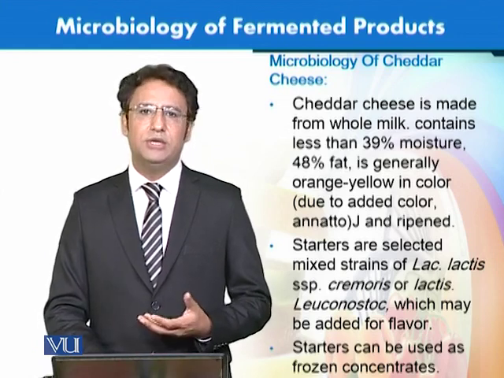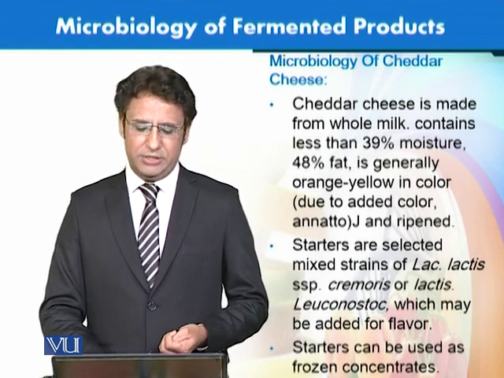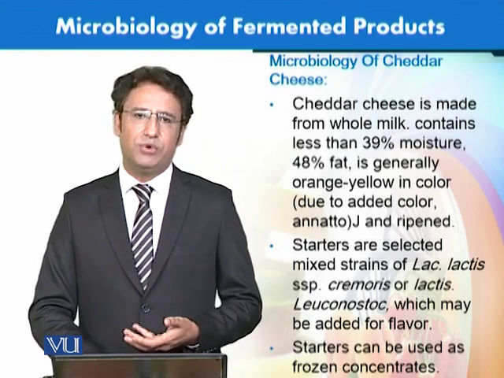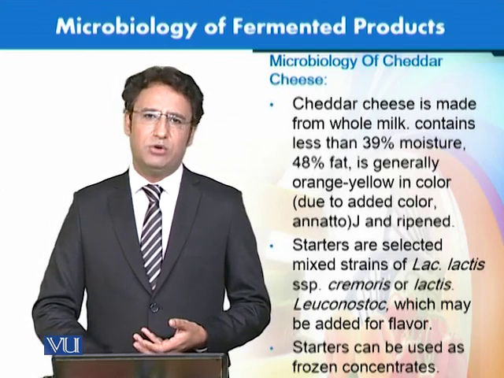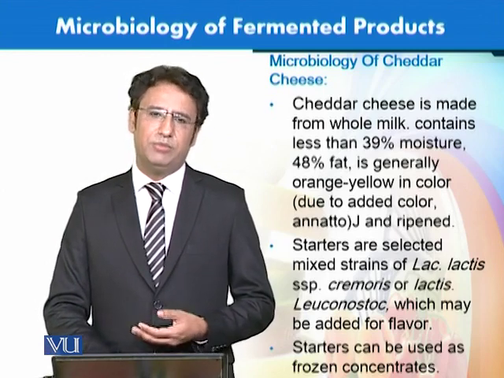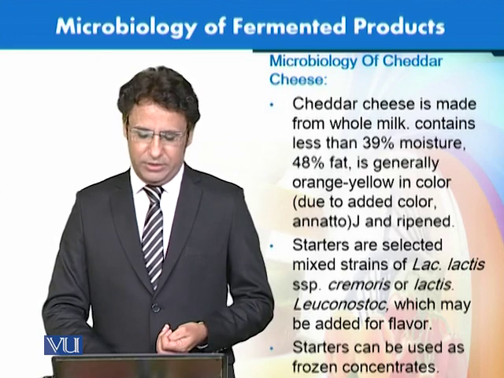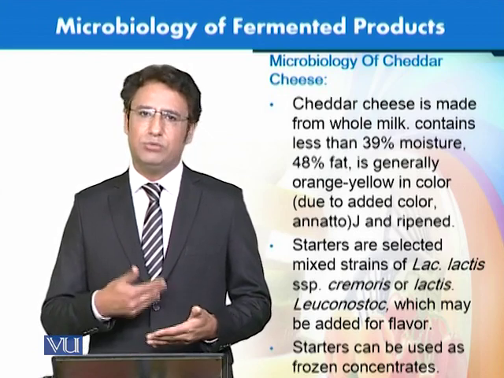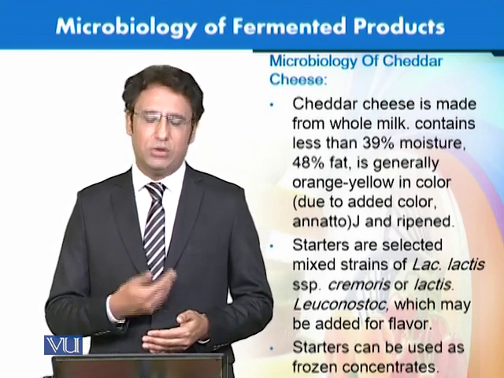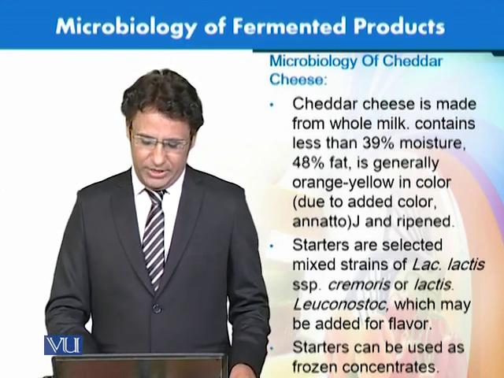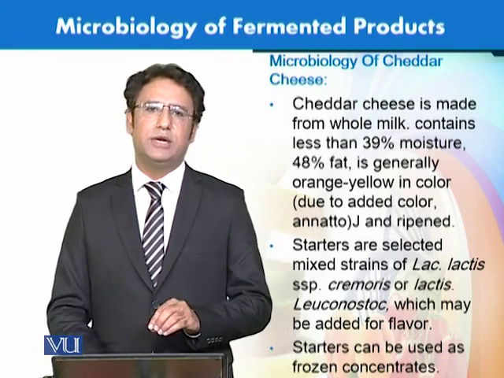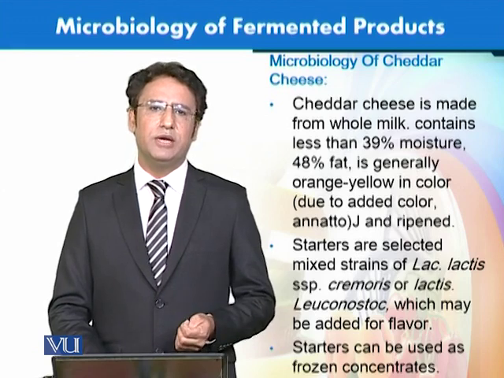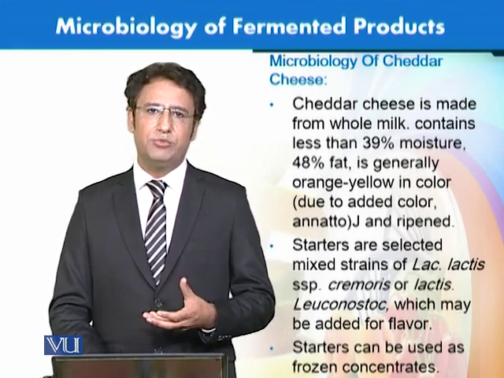So if we talk about the next product, that is cheddar cheese, it is made from whole milk, and the general composition of cheddar cheese is around 39% moisture, 48% fat, and the color is normally orange yellow, because the color is added in the ripened product. The starter culture again here is Lactococcus lactis. Both subspecies, cremoris or lactis, can be used. Leuconostoc can be used as well for adding flavor. And normally these starter cultures are added as a frozen concentrate, and these frozen concentrates are added to the milk, and milk is processed in a way that it produces the end product, that is cheddar cheese.